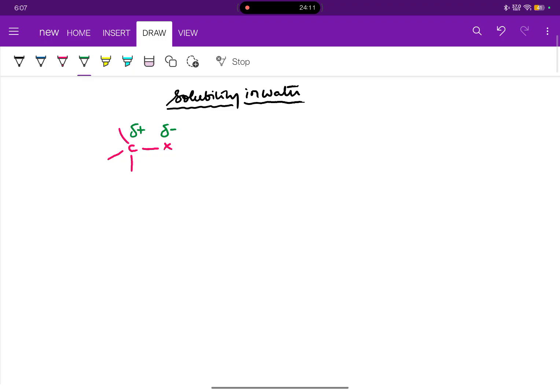Now the point is, please make a note, in spite of being polar, haloalkanes are insoluble in water. What is the reason? In spite of there being a charge difference and polarity existing, yet it is insoluble in water. Why is it not showing solubility in water?